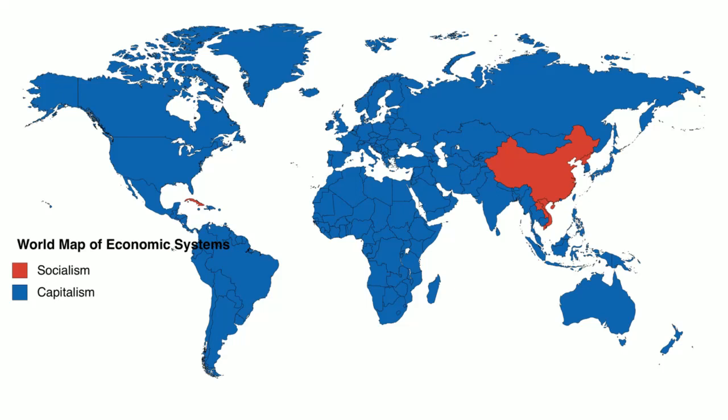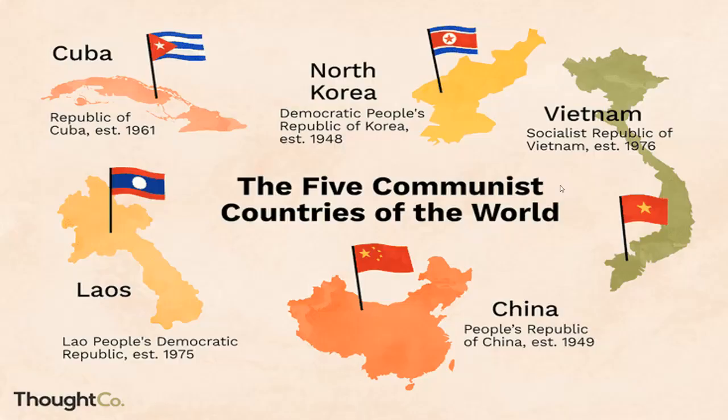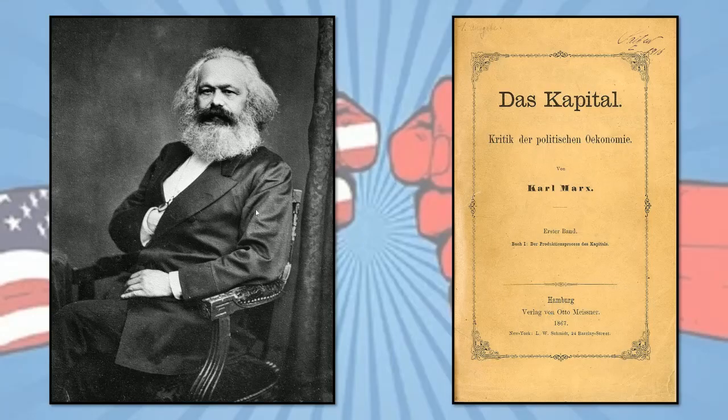And right now the only 5 remaining socialist countries are these 5: Cuba, China, Vietnam, Laos, and North Korea. These 5 have a communist regime. And this was theorized, the most important type of socialism, which is communism, or Marxism, was theorized by Karl Marx, and this is one of his greatest books, The Capital.